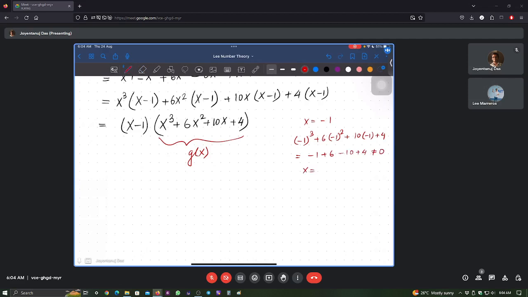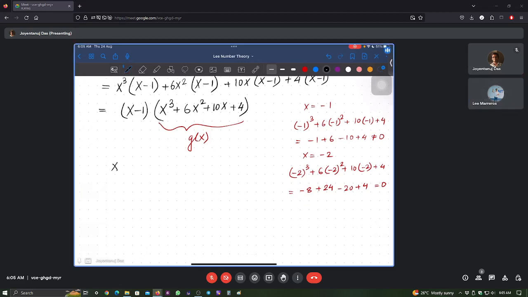Now let us check for minus 2. So it is minus 2 cubed plus 6 into minus 2 squared, 10 times minus 2, plus 4, right? So it is minus 8, then 24, minus 20, plus 4. So this is 0, right? Because 24 and 4 is 28, minus 8 and minus 20 is minus 28. So x equals minus 2 is a solution. So I can take out a factor of x plus 2, right?